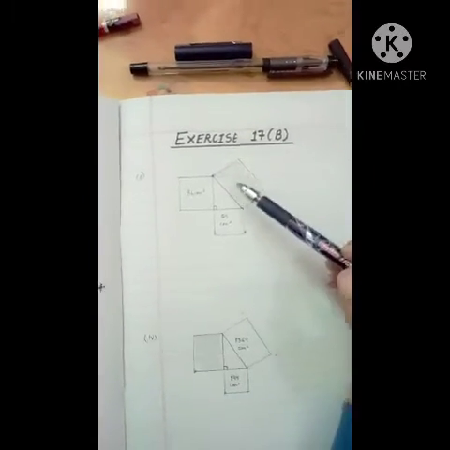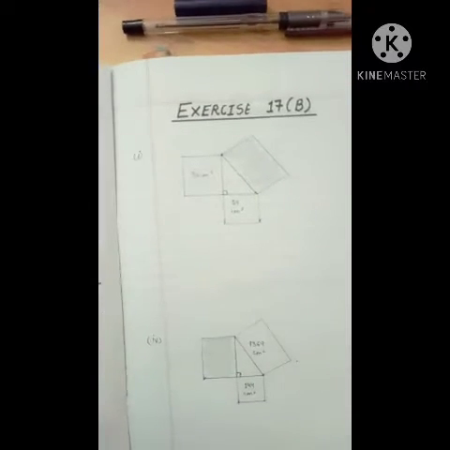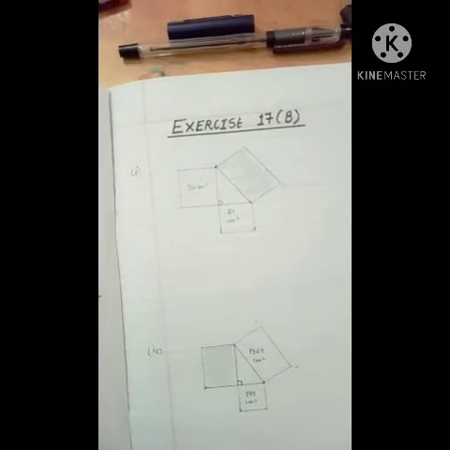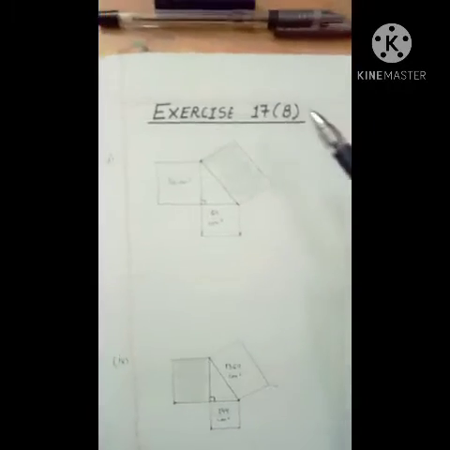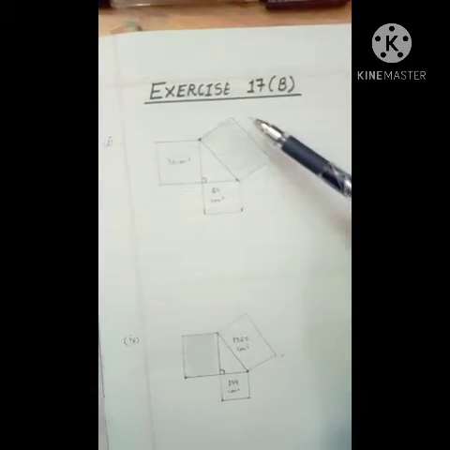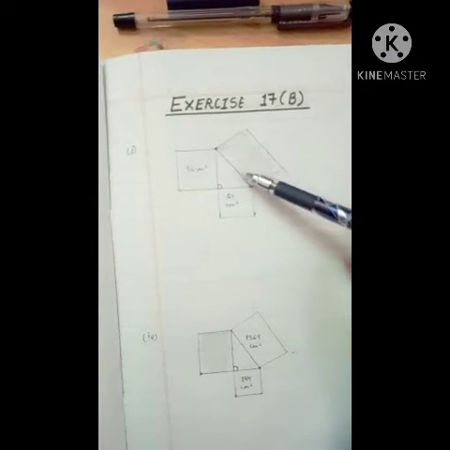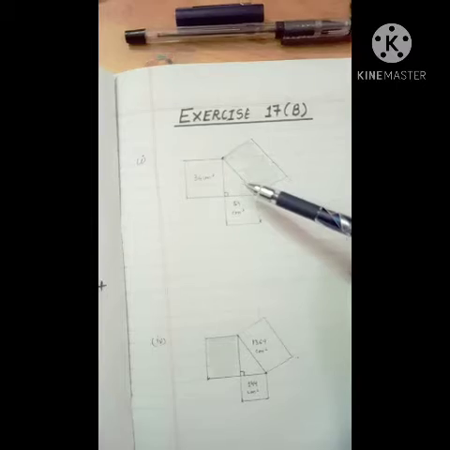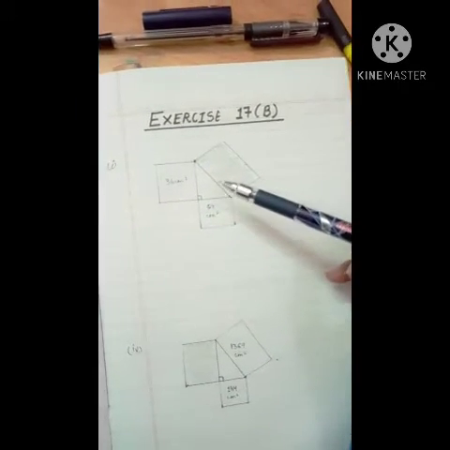Now look at this question. This is question number 1 of exercise 17b. Here what we have to do is find the area of the shaded square. So in the first figure, you can see that this is the shaded square, and this square is on the biggest side of the triangle. It means it is on the hypotenuse, right? So what would be the area of this square?